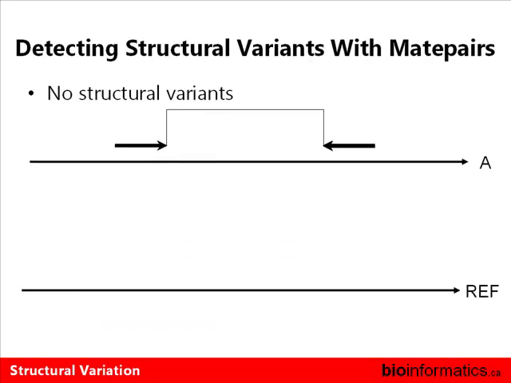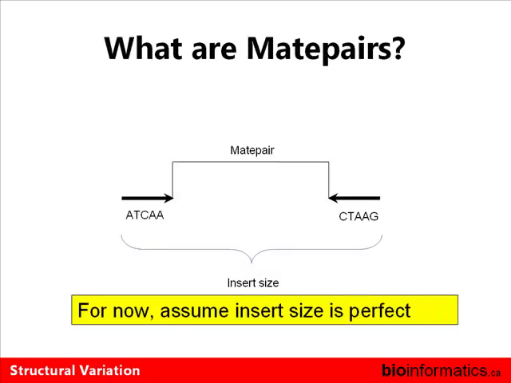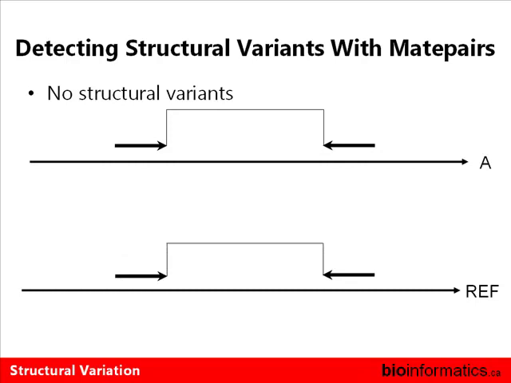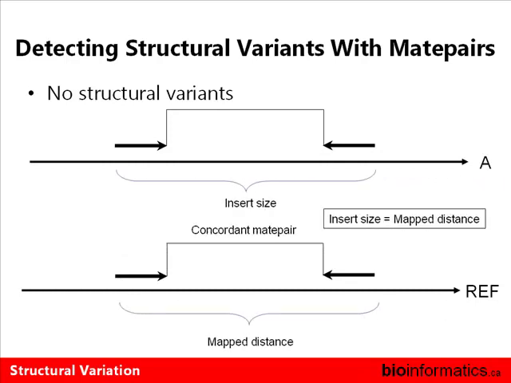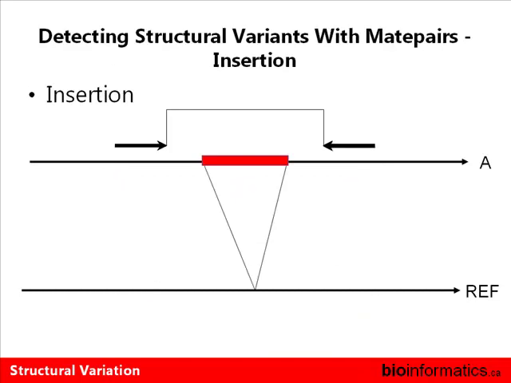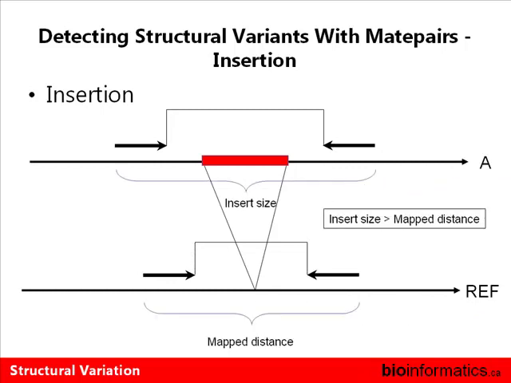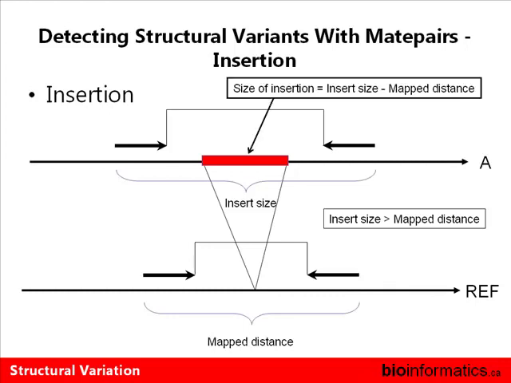Well, it's pretty easy to detect structural variants then, because the two reads are sampled from some donor genome and you map them to the reference. If the distance between these two reads on the reference genome is the same as your expected insert size, then you know that no insertion or deletion events happened in between. However, if there was an insertion in the donor genome, then the distance at which they map will be significantly smaller. And the size of the insertion you can estimate as insert size minus map distance.